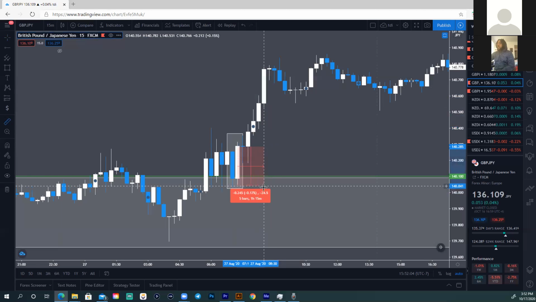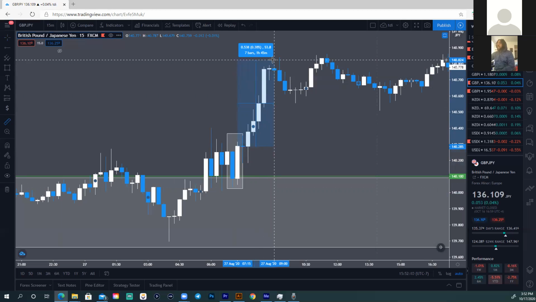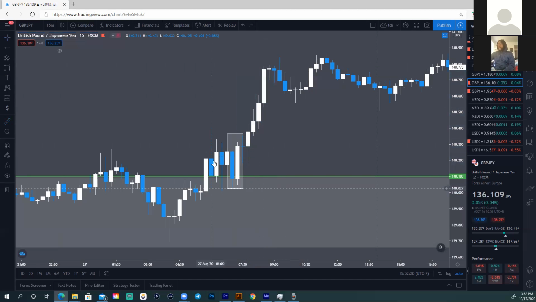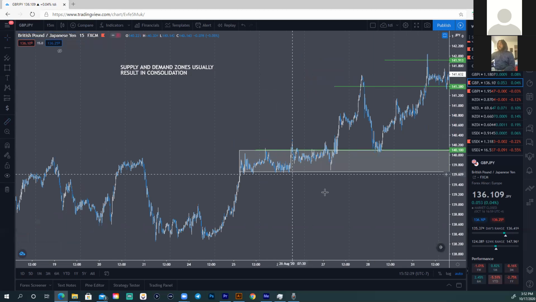You're risking 26 pips for at least 50. Honestly, almost 55. That's at least a 2-to-1 ratio, and that's very beneficial to anybody, okay? But you understand, breakout, retest, you're going to have some drawdown, and then you go to the upside. That's how you use support and resistance, okay?